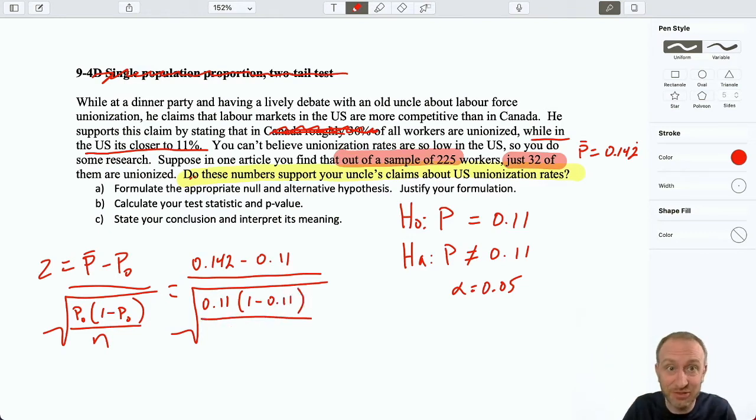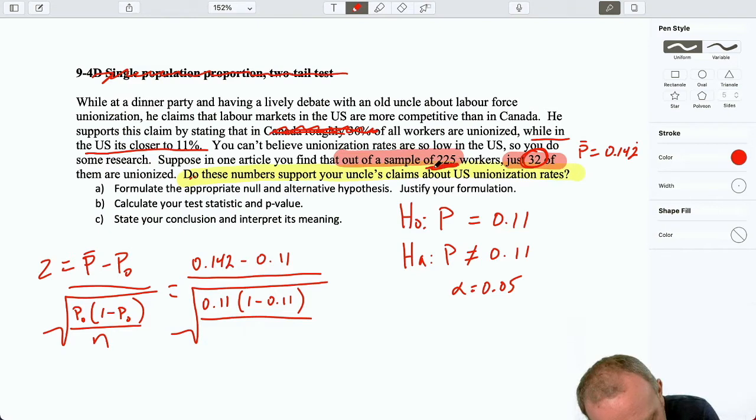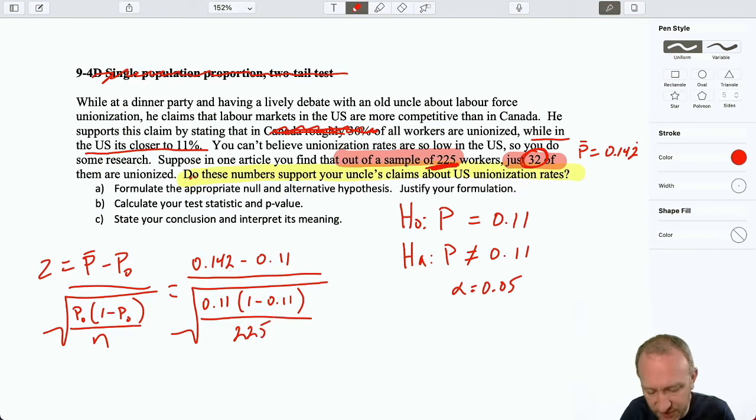And again, it's really crucial that you make sure we use the right number. I have definitely seen students incorrectly use the number from the numerator of the proportion. The correct number to use is the denominator, right? So that's going to be 225. So what do I get here? 0.142 minus 0.11 divided by 0.11225, and I have a z of 1.53 as my z score.